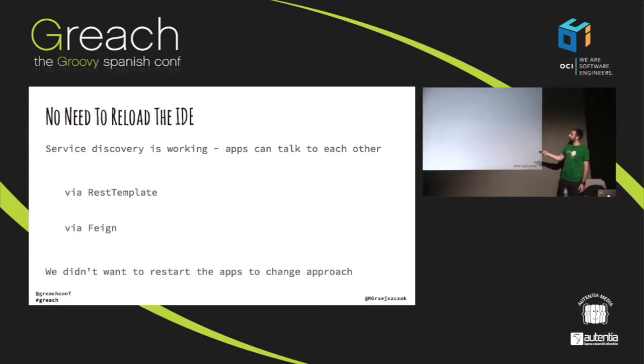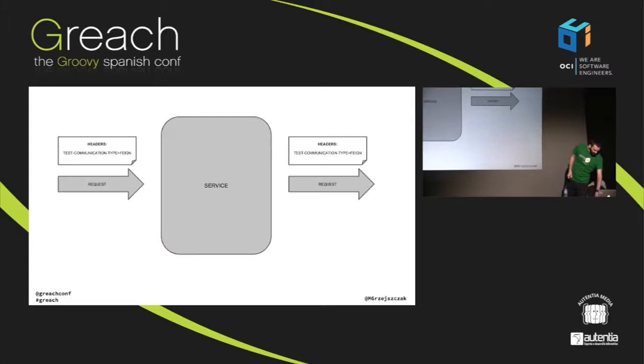So I wanted to ensure that service discovery is working, that apps can talk to each other, and there are two means of communication, via REST template and via Feign, right? So what was important for me is that I didn't want to restart the apps to change the approach, right? Imagine that, all the deployment of those 10 applications takes some time, right? So in order to just change the means of communication, I would have to redeploy everything, and that was unacceptable.